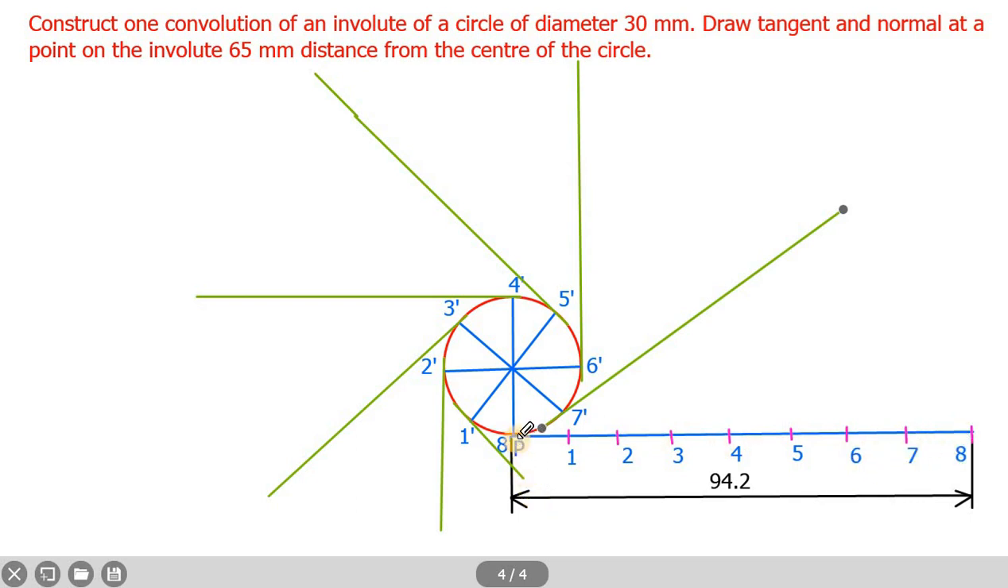Then take a compass, measure P1 as length, and with 1 dash as center, draw an arc to cut the tangent that is drawn through 1 dash. It might be here.